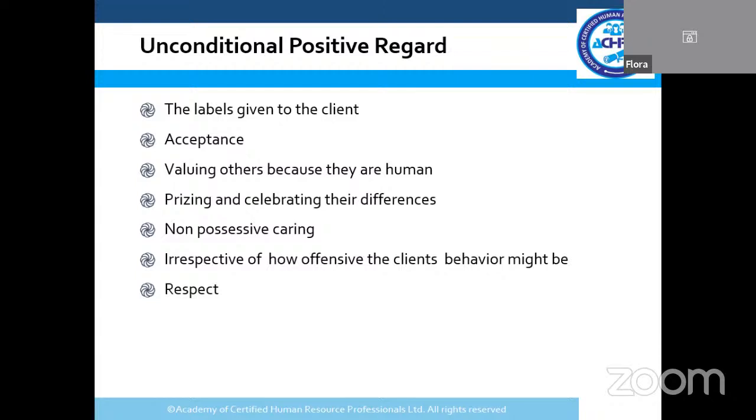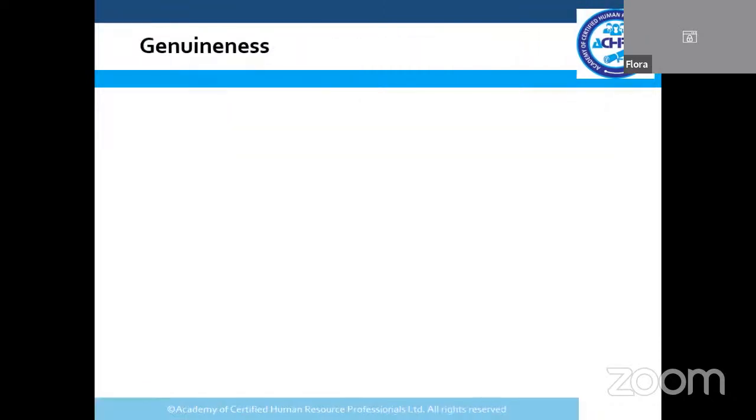And remember, everyone has their strengths and weaknesses. So can you accept me with my weaknesses the way I am, irrespective of how I behave or how offensive my behaviors are? I come to work drunk, I come to work late, I don't even come to work, the absenteeism, I don't perform, I don't meet the target. Can you still respect me? By the way, if you do that, the client will feel like, this person, even though I do terrible things, I think is a good person. Then you're going to have that special kind of relationship.